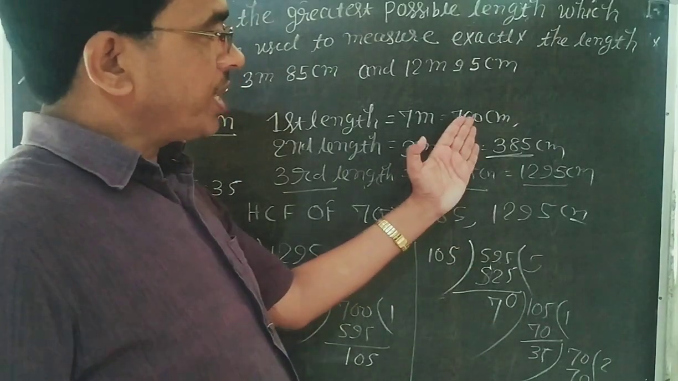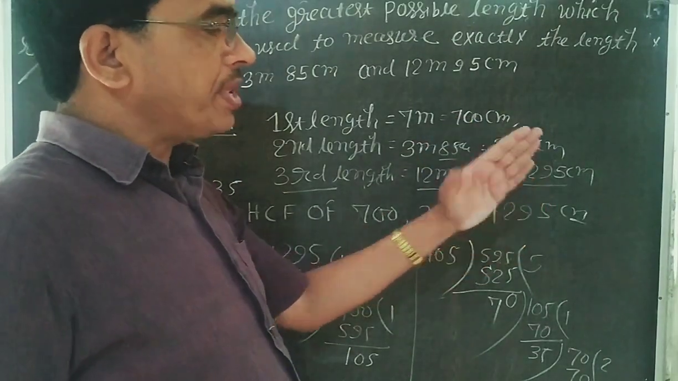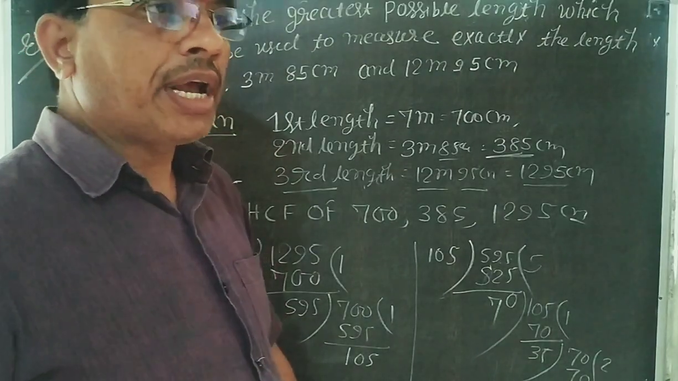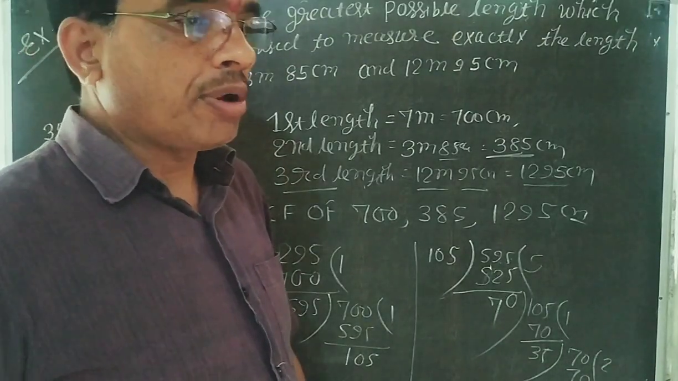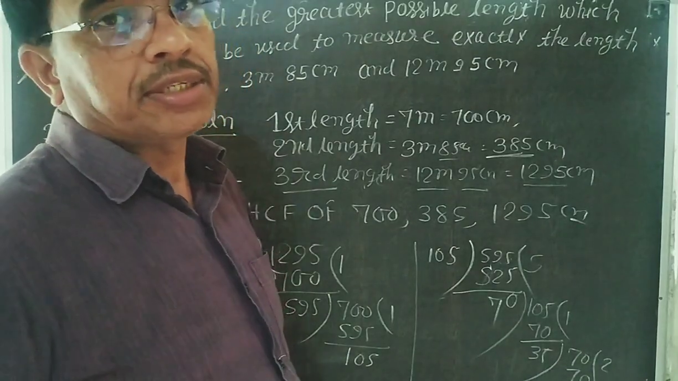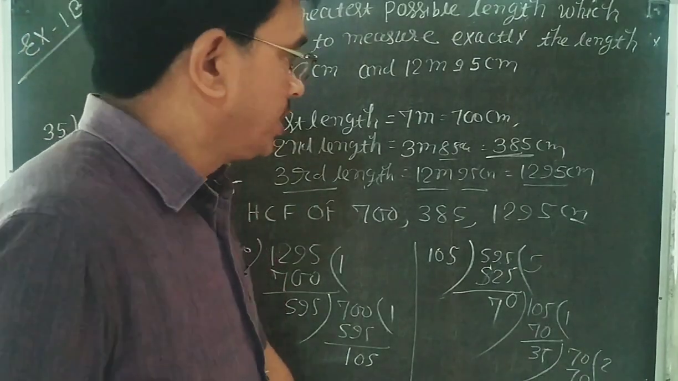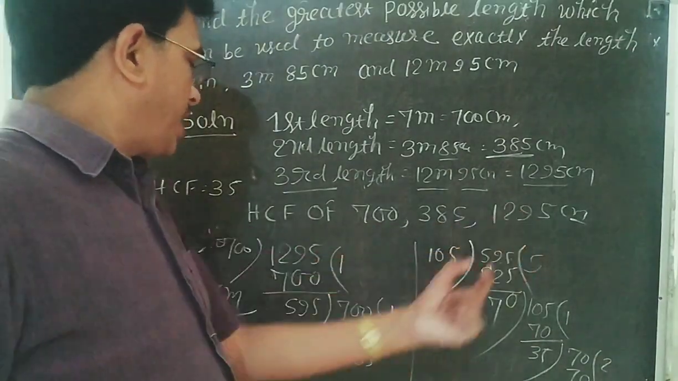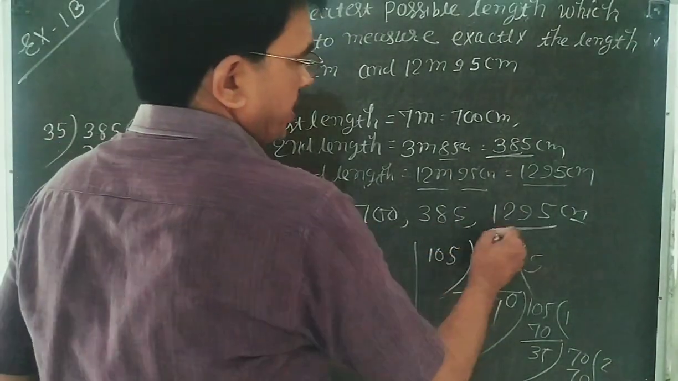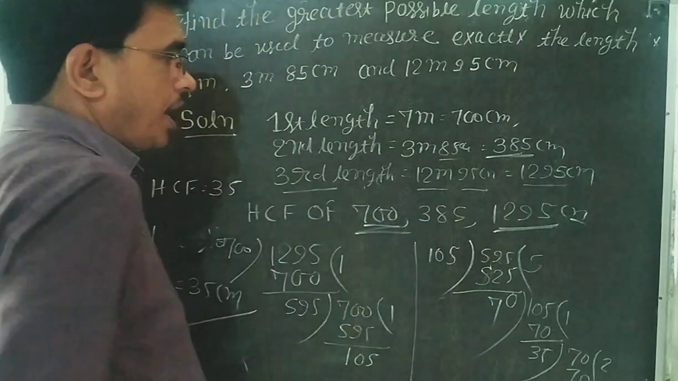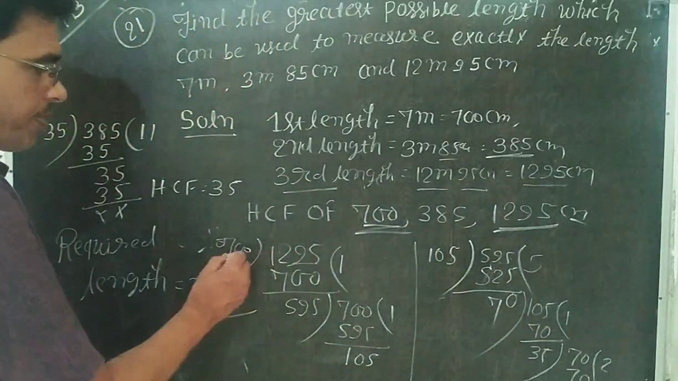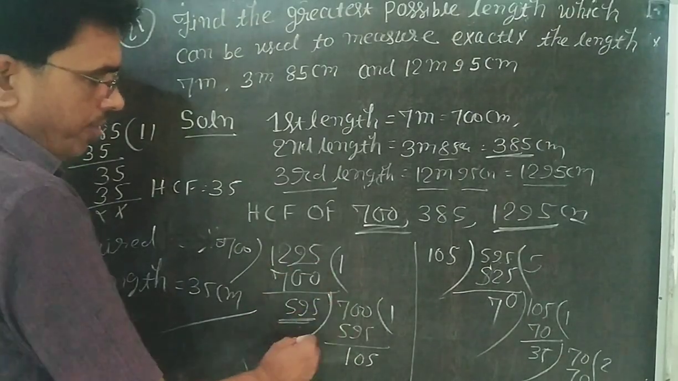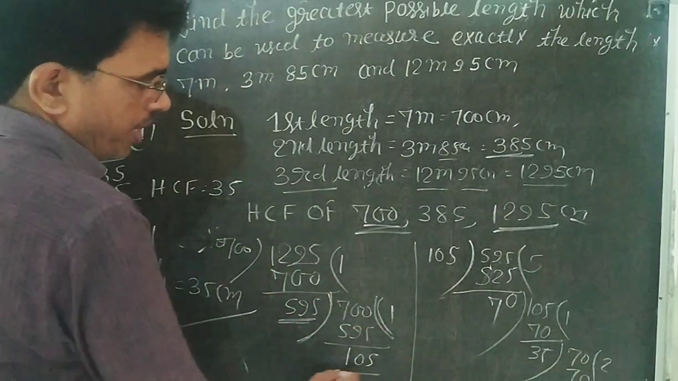So first you find the HCF of 700, 385 and 1295 by the division method or any other method. But I suggest you always solve this question by the division method when you have to find the HCF. So there are 3 numbers: 700, 385, 1295. This is the greatest and this is the second largest. So you divide the greatest number by the second largest. So 595 is the remainder. Now divide this one time, then 105.